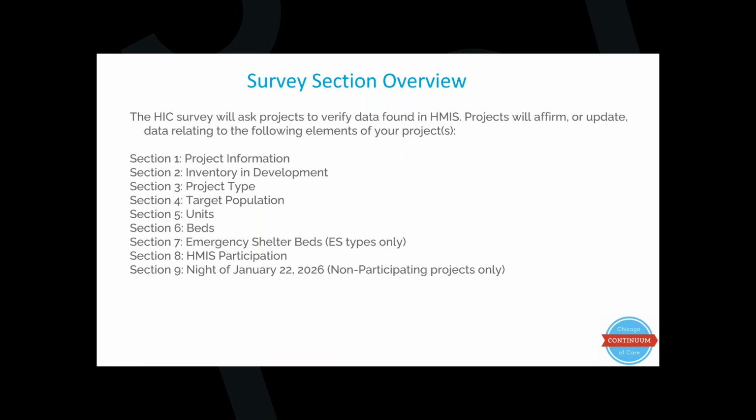Section 9 is going to be for non-participating projects. So in Section 8, if you indicated that your project is HMIS participating and all of your beds participate in HMIS, Section 9 will not populate for you, and the end of your survey will be Section 8. If you do indicate that your project is non-participating or some of your beds are not participating, then you will have to complete Section 9 to capture the capacity of the project on the night of the count.